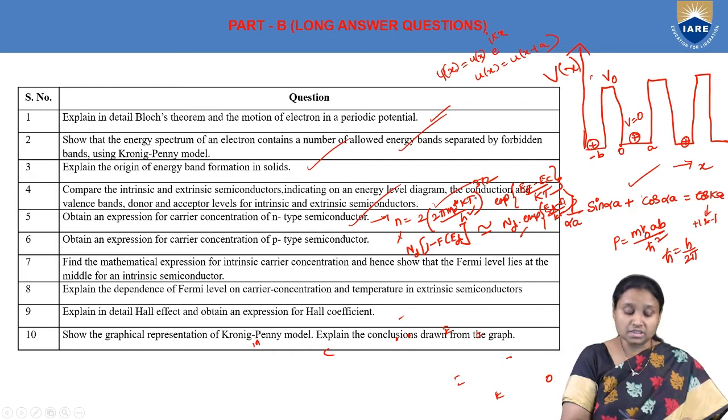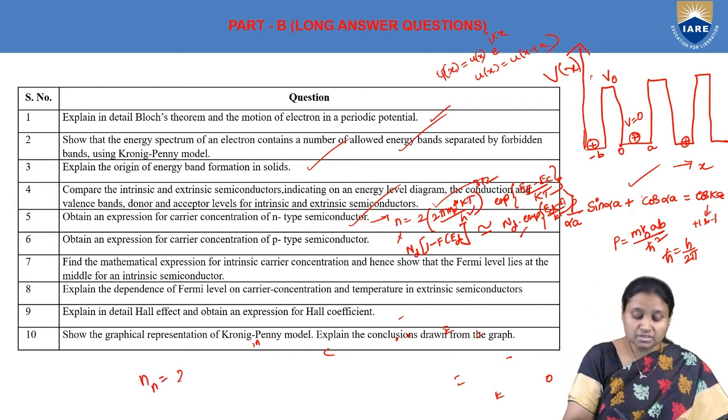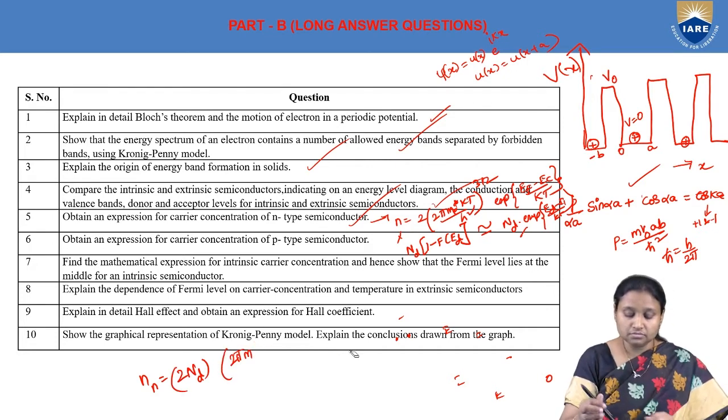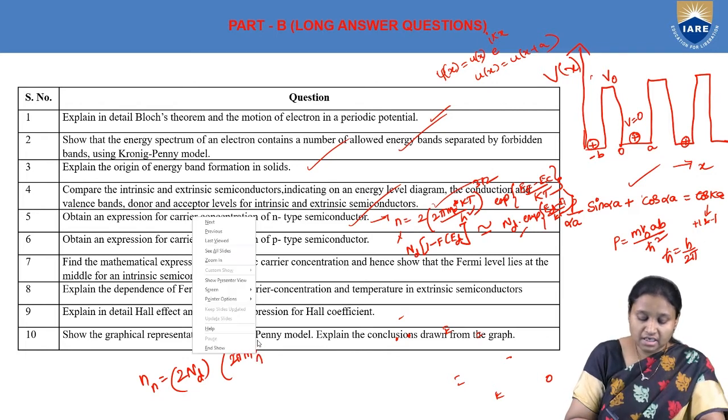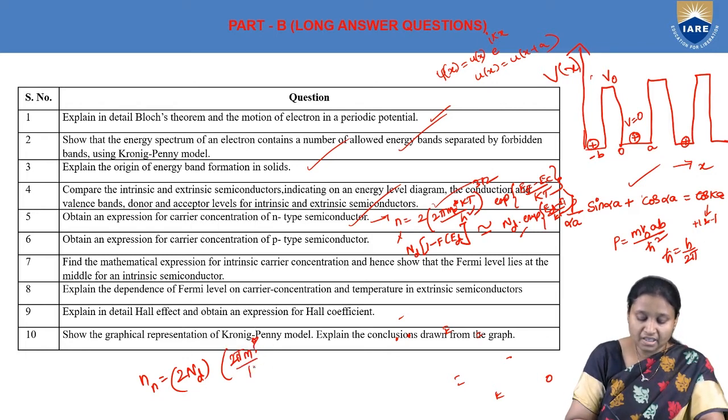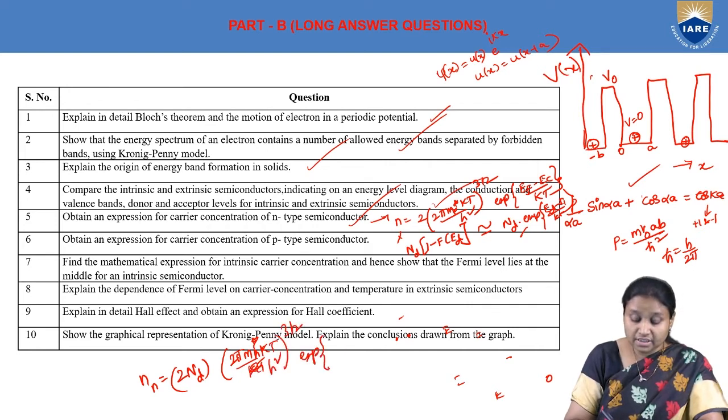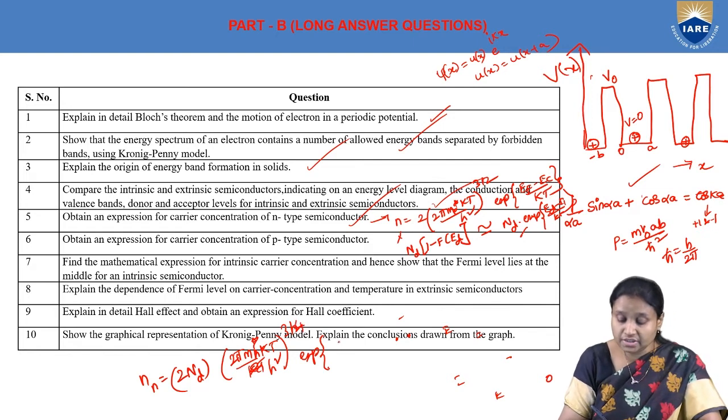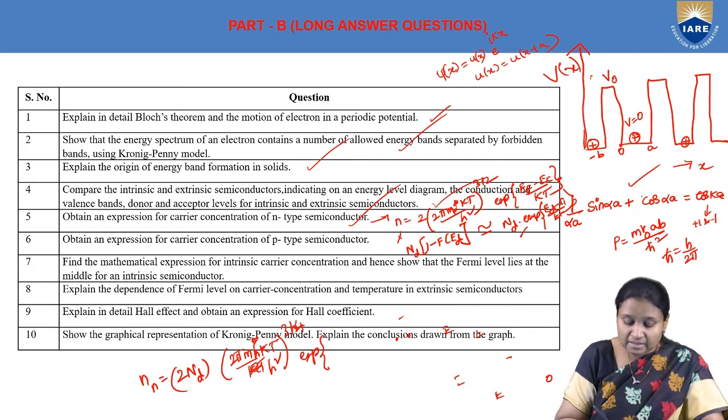That expression is given as (2 Nd)^(1/2) (2π mh* kT/h²)^(3/4) exponential, so here the exponential will become (Ed − Ec)/2kT.